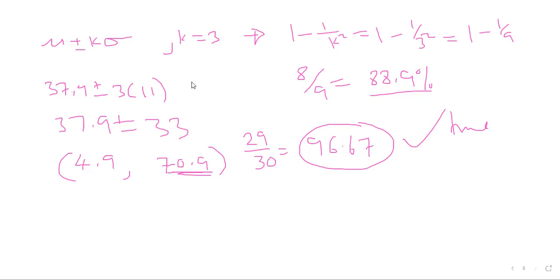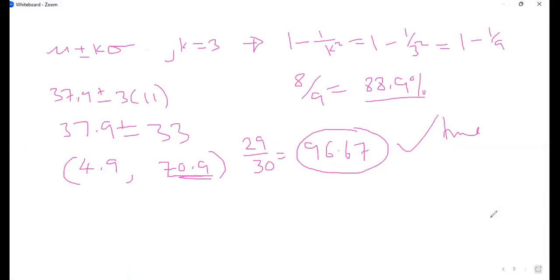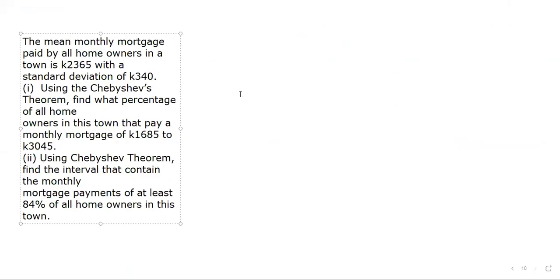Let's try another question from the tutorial sheet. I think I've taught everything before we go to the empirical rule. Please give me what has been given. The mean monthly mortgage paid by all homeowners is 2365 with standard deviation 340. Using Chebychev's theorem, find the percentage of homeowners that will pay between 1685 to 3045.